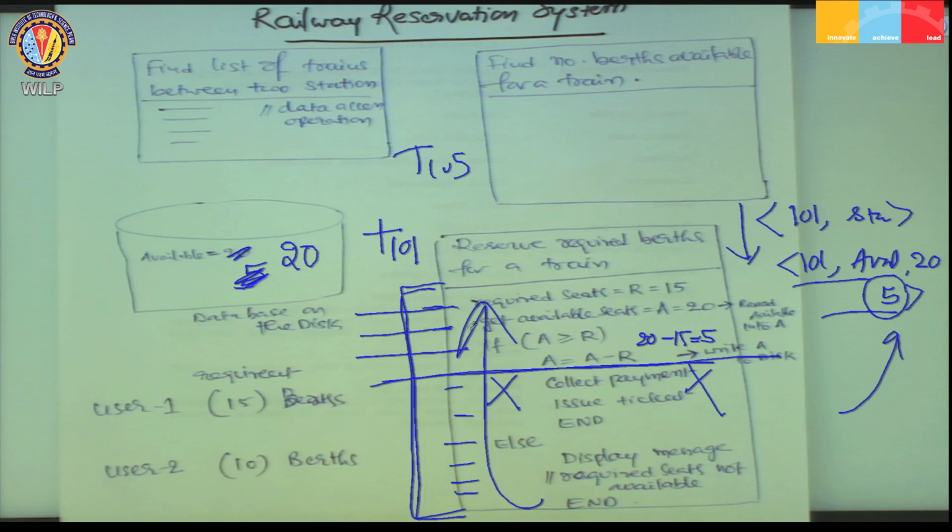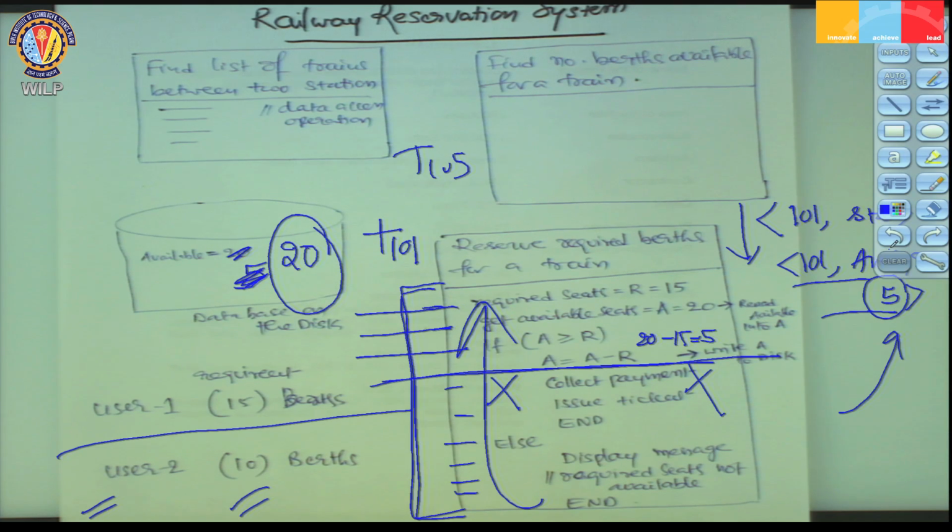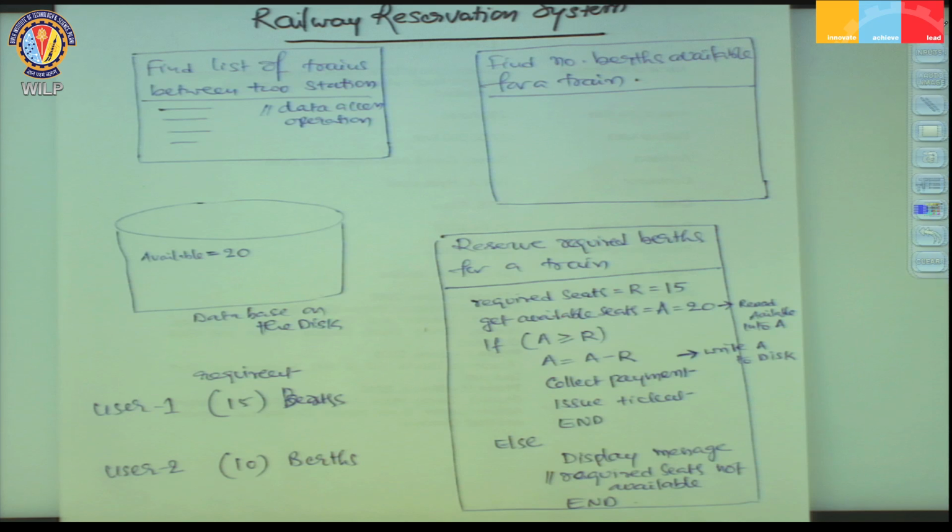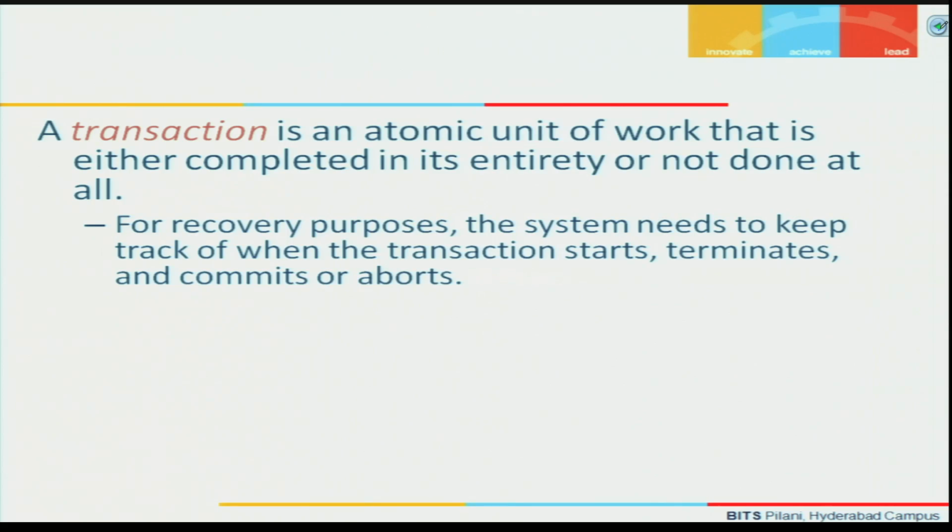Once I roll back, I will go back to the previous consistent state, and from then onwards the second user can start his functionality, or he can invoke the railway reservation, that is, he can make a request for reserving berths. Since the available seats are 20 and he requires only 10 seats, this can be honored. And this has been possible because I have introduced the concept called transactions. Hence, a transaction is an atomic unit of work that is either completed in its entirety or not done at all. That is the basic philosophy of a transaction model.